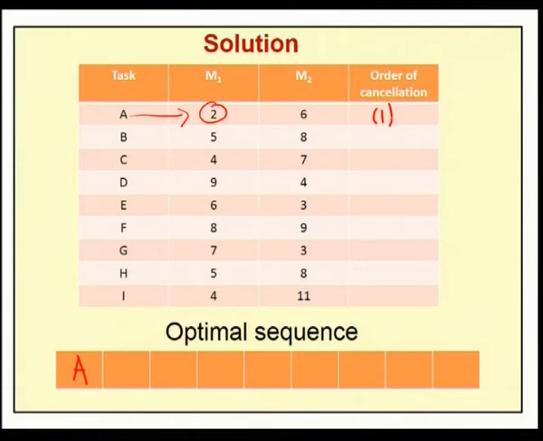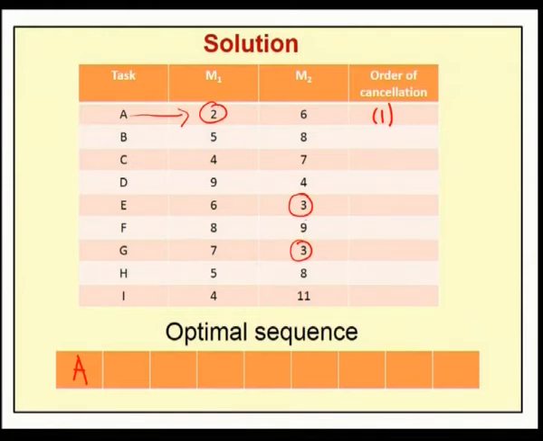After choosing task A, go for the next smallest. The next smallest is 3, which occurs in 2 places, corresponding to machine 2 and corresponding to tasks E and G. So there is a tie.